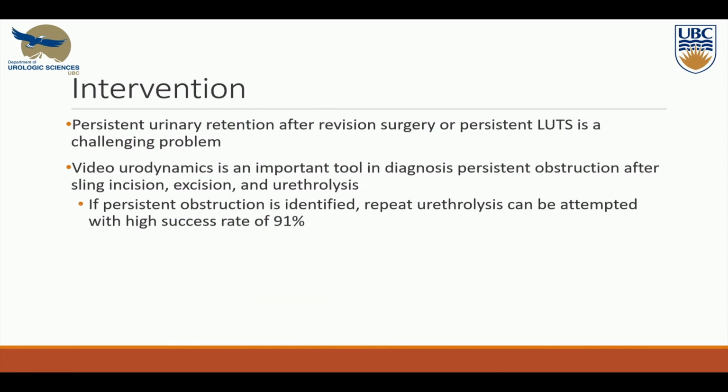Some patients, even though they do have revision surgery, may have persistent urinary retention or persistent voiding symptoms, and that can be a challenging problem. Certainly afterwards, if they do have persistent urinary retention, you do need to do more investigations. So video urodynamics is a good tool for looking at persistent obstruction and looking at causes of it.